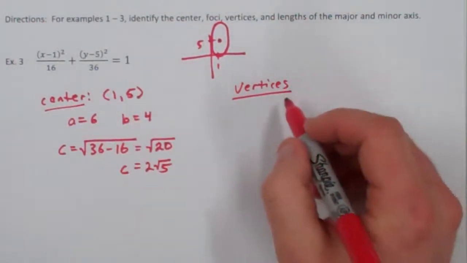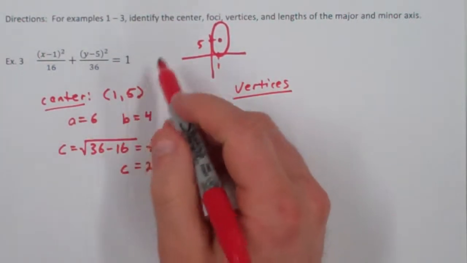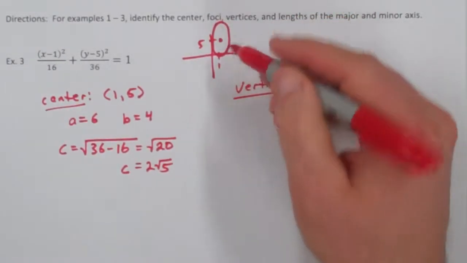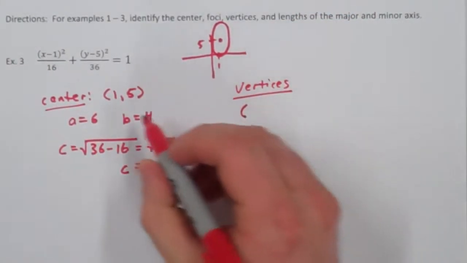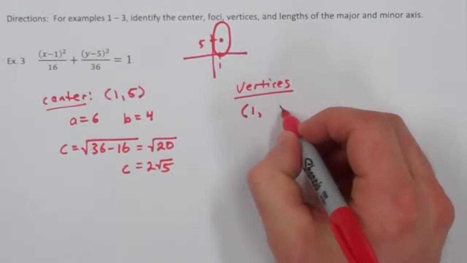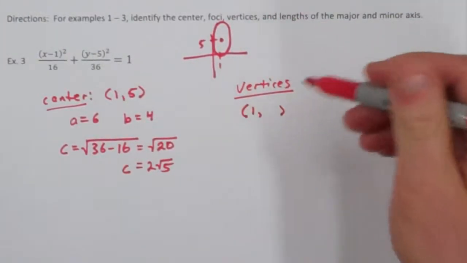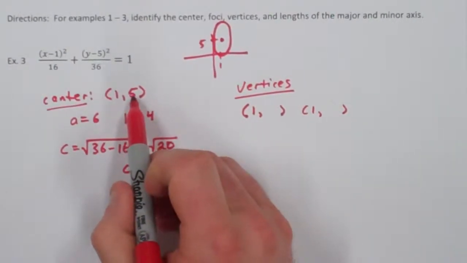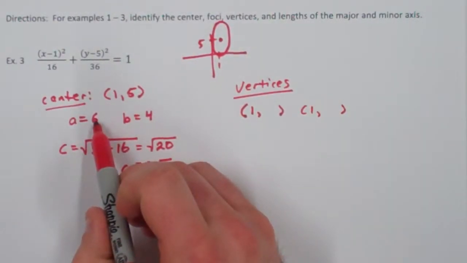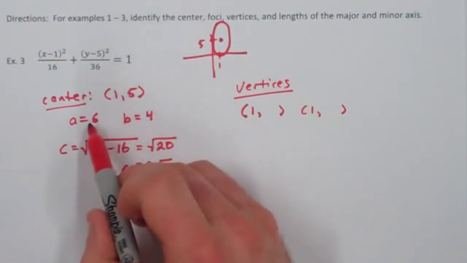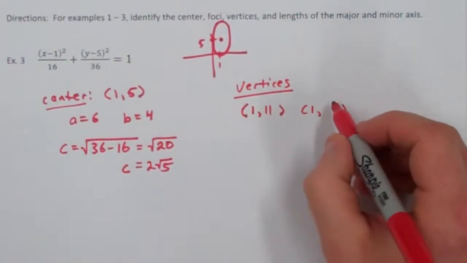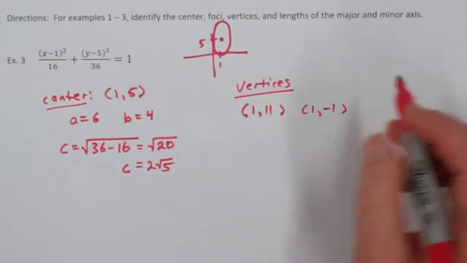If we try to find our vertices now, we need to go right back to our center. And in this case, the major axis is vertical. So for our major axis vertices, the x part is going to stay the same. After all, if you move up and down, you don't go left or right any. And we need to change this 5 by 6, both up and down. So we'll take 5 and add 6, making that 11. And we'll take 5 and subtract 6, making that -1.